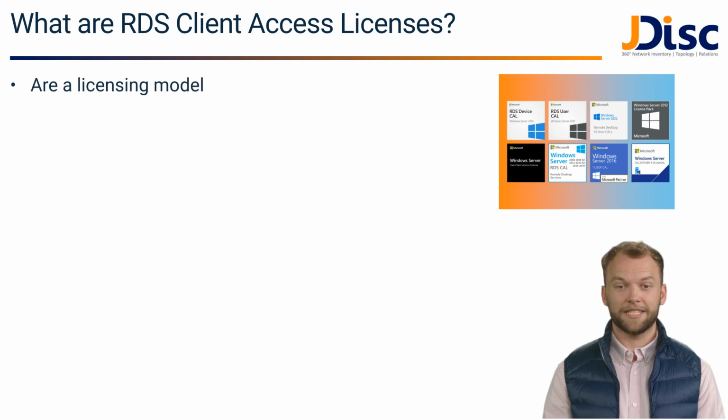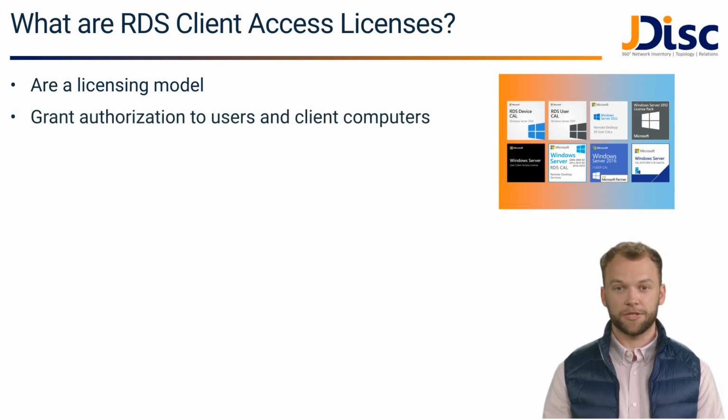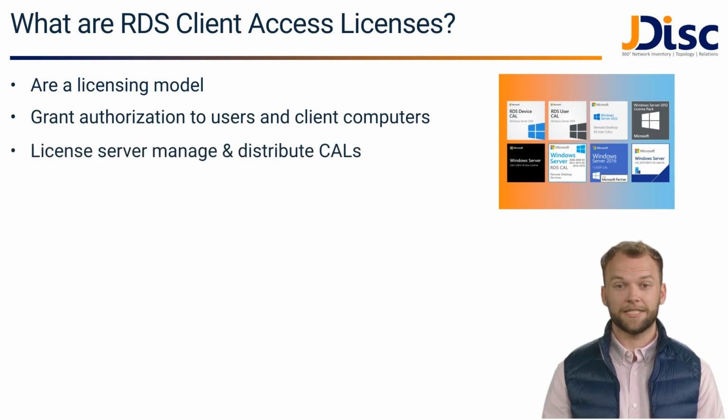Client access licenses are a licensing model used by software vendors, especially for server software like Microsoft Windows Remote Desktop, to control how users and devices access their servers. Essentially, CALs provide authorization for users or devices to connect to and utilize the server software's services. Licensed servers manage and allocate these licenses within a network environment.